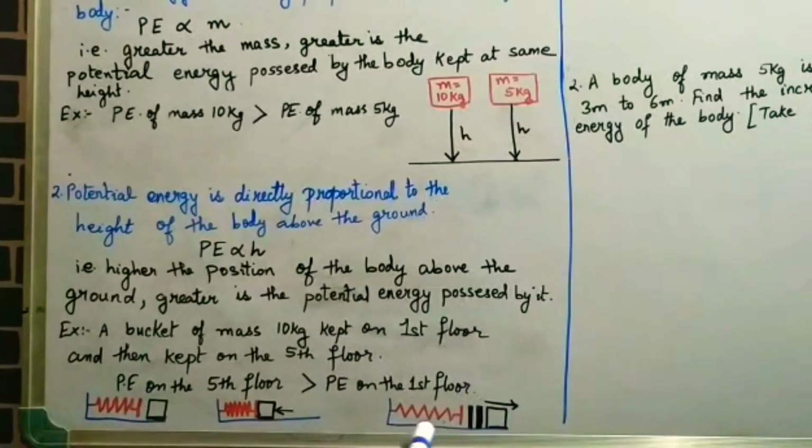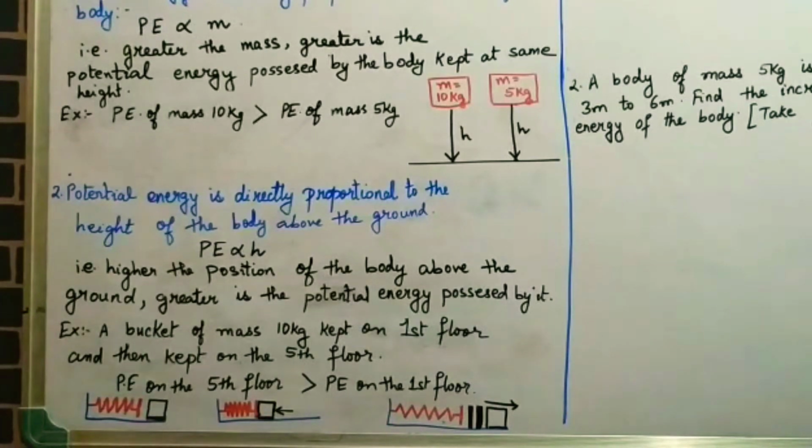How much kinetic energy the body has depends on how much potential energy it had over here. The amount of potential energy possessed by the spring when it is compressed over here is the maximum. Once it is released, at this position, when the body is already moving, the potential energy is almost zero, and the whole of the potential energy is converted to kinetic energy. So this is something about potential energy and the factors affecting potential energy.